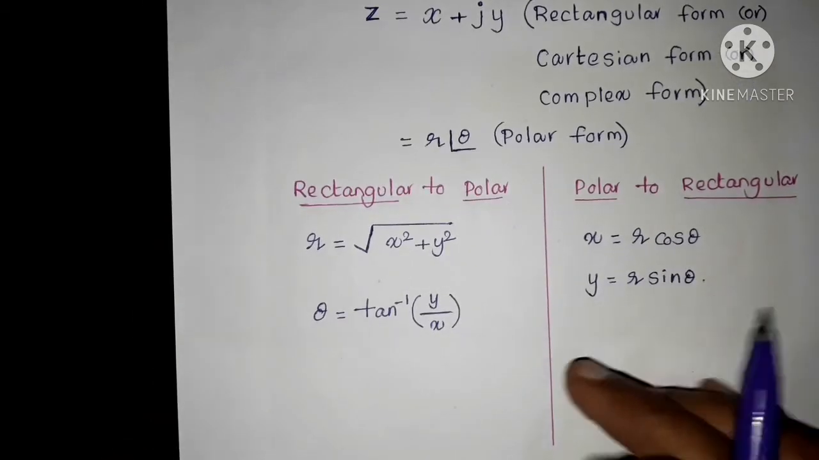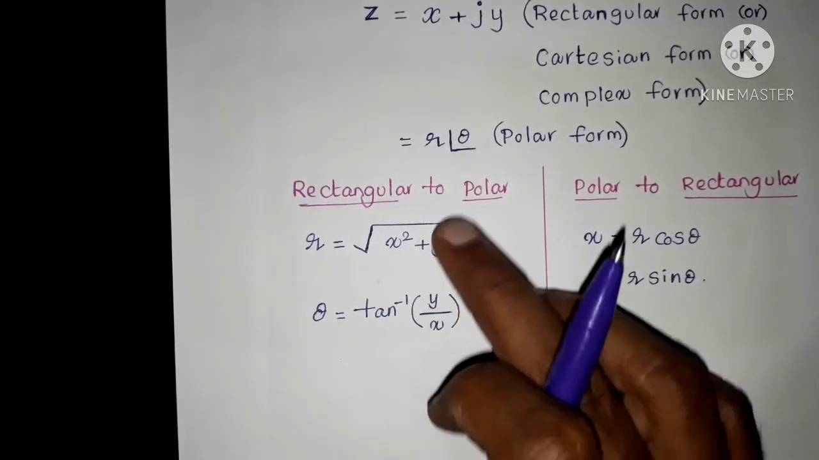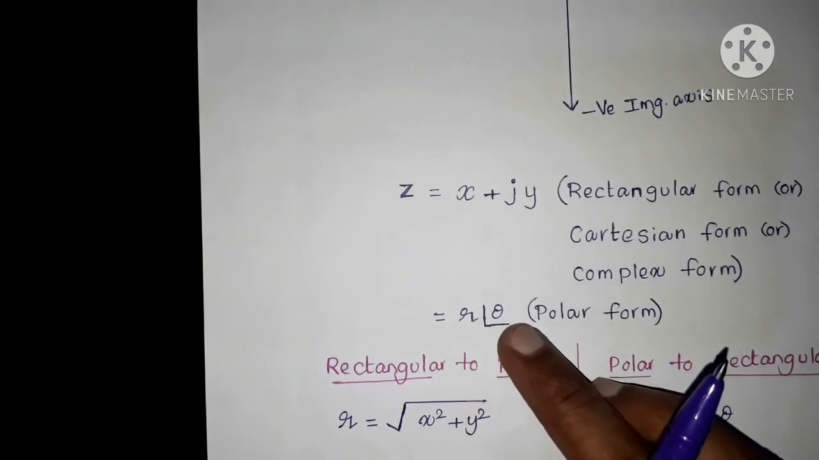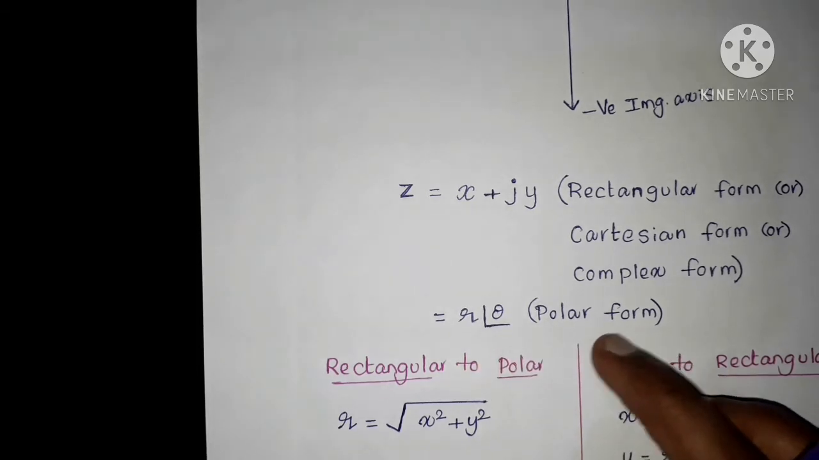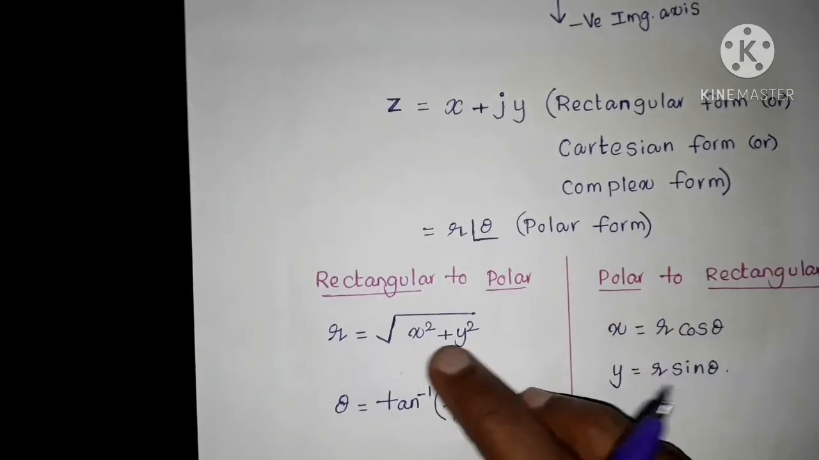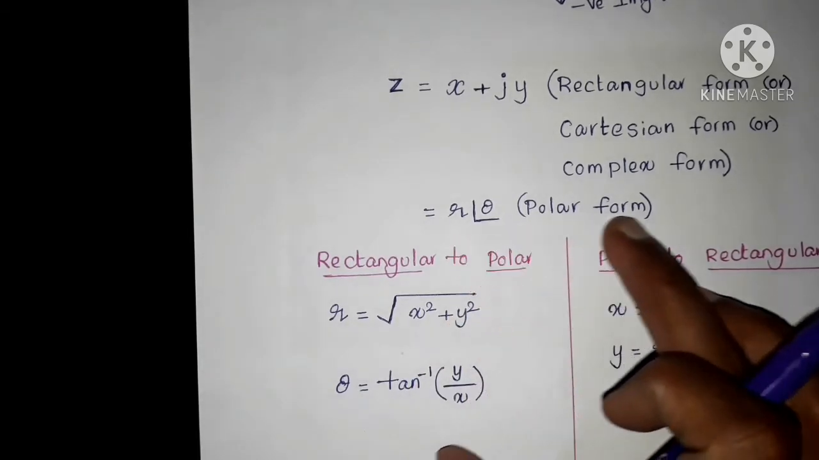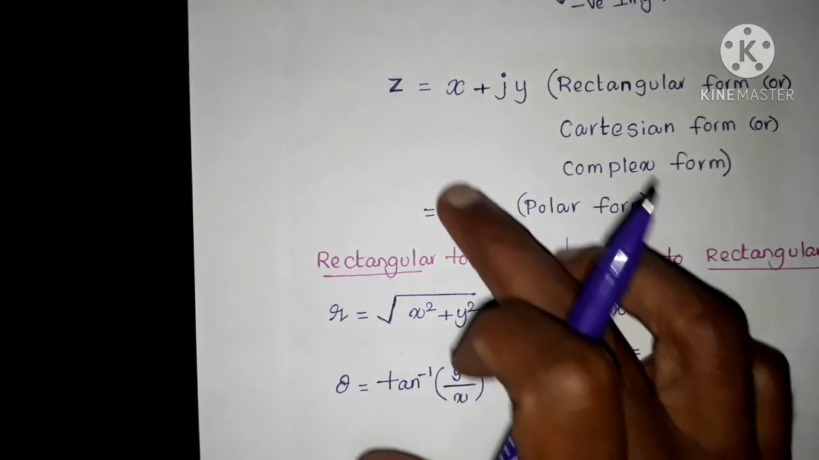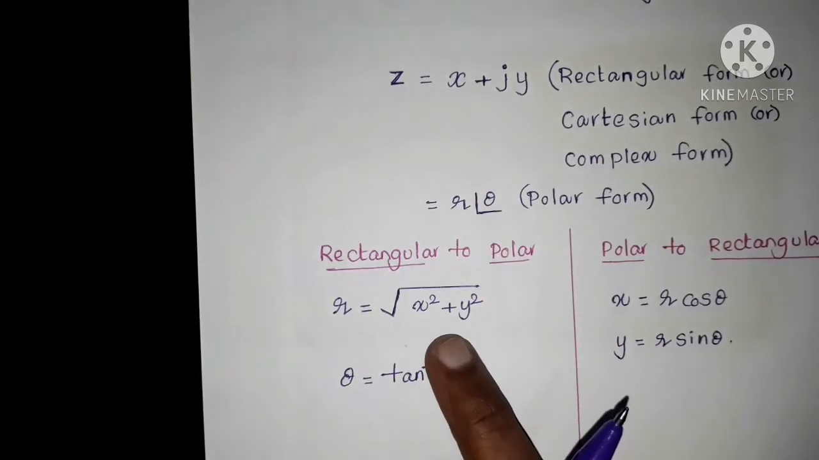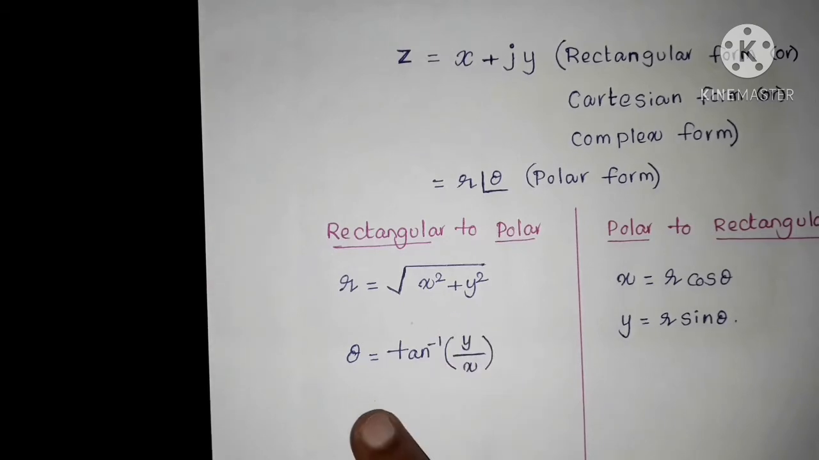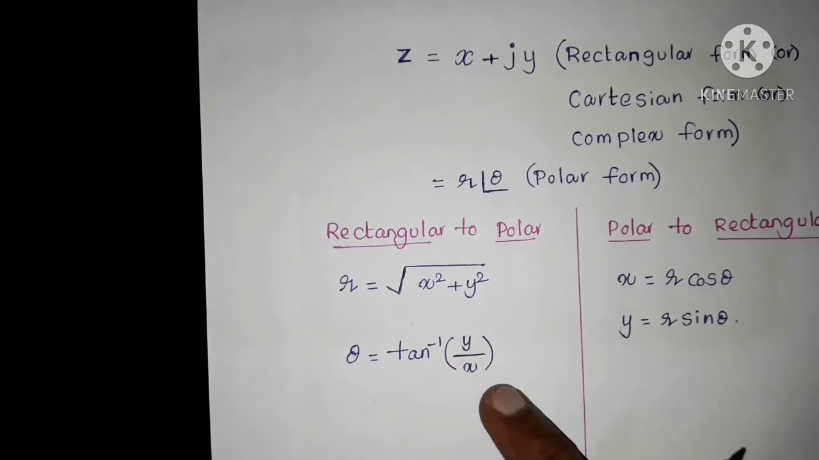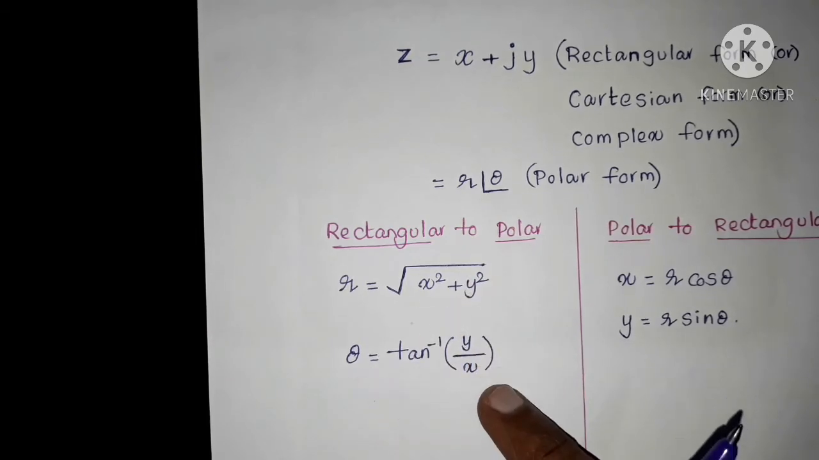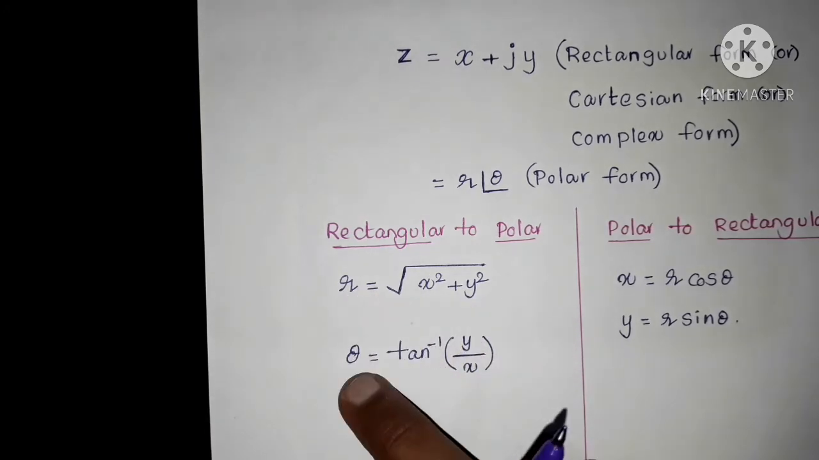Here, x and y are called rectangular coordinates or components, and r and theta are called polar coordinates or components. If rectangular coordinates are given, we can find polar coordinates. The relations between r, theta and x, y are r equal to root over x square plus y square, and theta equal to tan inverse y by x. So r as a function of x and y and theta as a function of x and y means if x and y are given, we can find r and theta.